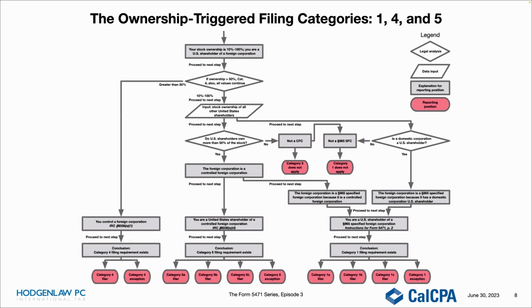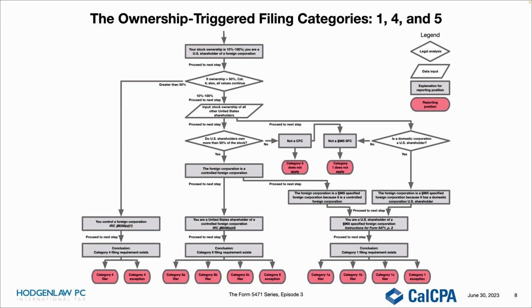The center category, I won't talk you through it right now, we'll do it later, is if you just follow the line straight down from top to bottom, you come to the conclusion you have a category 5 filing requirement or you don't. And the category 5 filing requirement is you have to be a United States shareholder, which we figured out at the top of the screen. And you have to be a United States shareholder of a controlled foreign corporation, which is the second diamond-shaped thing down, the question that you ask yourself and analyze.